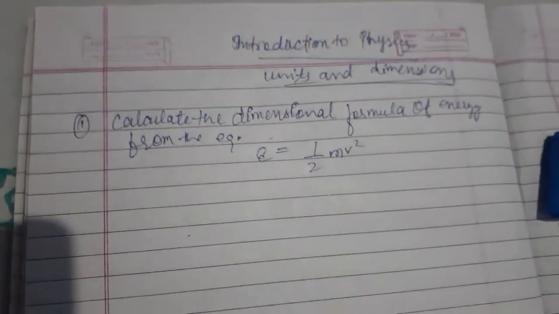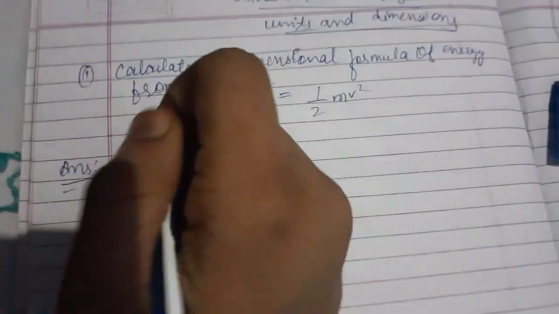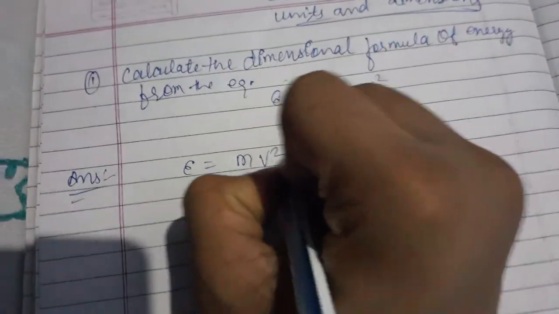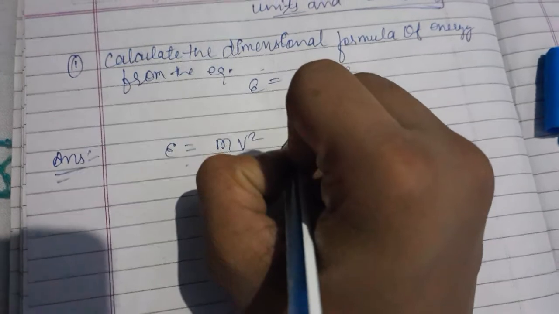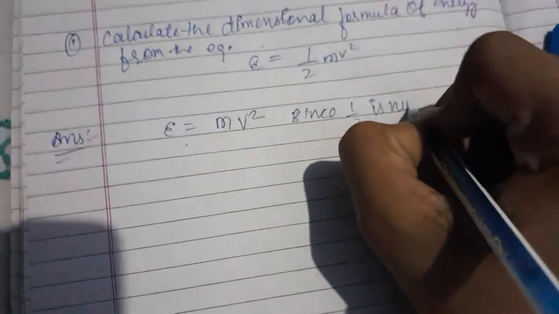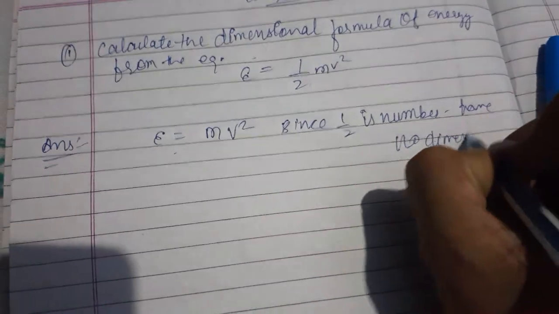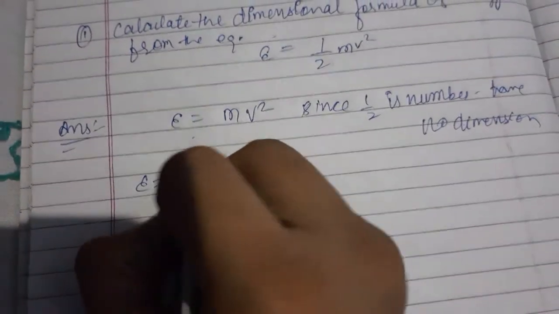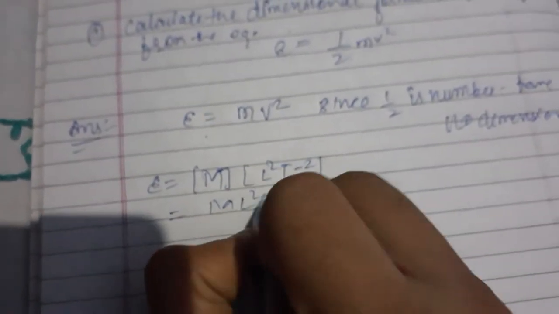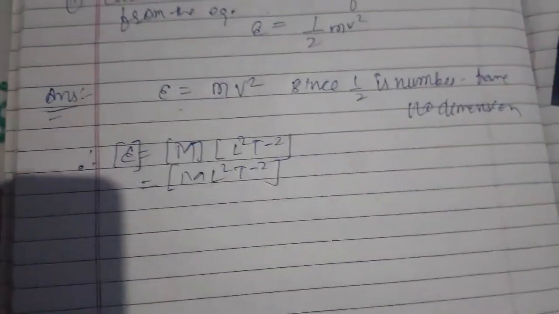Calculate the dimensional formula of energy from the equation E equals half mv square. That is the formula of kinetic energy. So dimensionally E equals m into v square, since 1 by 2 is a number, so it has no dimensions. So E equals M L square T minus 2. So M L square T minus 2 is the dimension of energy.